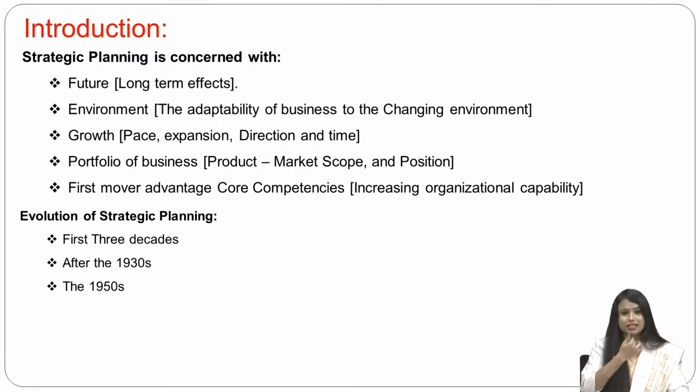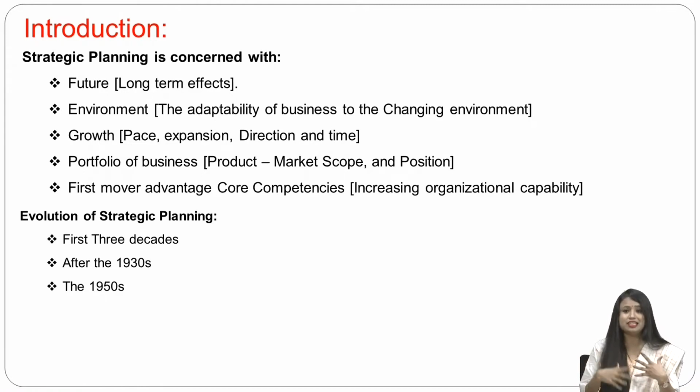So after this we can say strategic planning is concerned with the future. The first one, that is future, means long term effects, then its environment, the adaptability of business to the changing environment. Then the next one, that is growth, right? So growth means the pace, the expansion, the direction and time. And then the fourth one, that is the portfolio of business like product, market scope and position. And the last one, that is first mover advantage, core competencies.